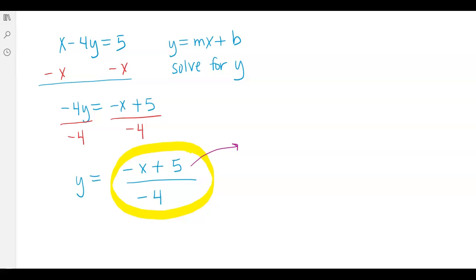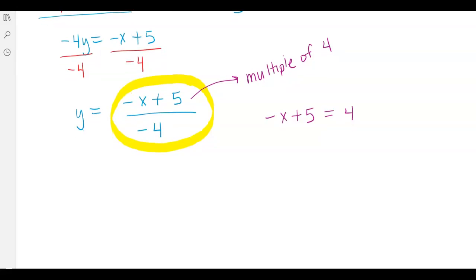So the numerator needs to be a multiple of 4. So examples would be, what if I have -x plus 5 and I set it equal to 4? Or what if I said -x plus 5 is equal to 8? Or -x plus 5 is equal to 12. I'm just trying to find answers that will cancel with the -4 on the bottom and end up being a whole number.